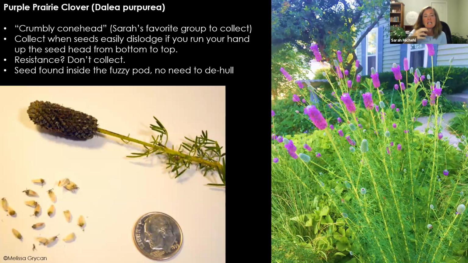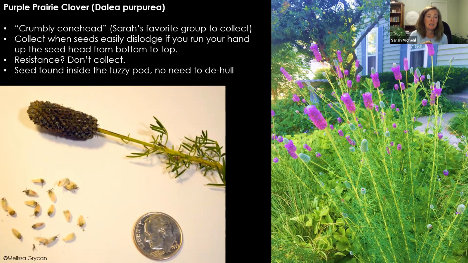Okay. And the seed itself, if you look in the bottom left there, is found inside each of those little tiny gray fuzzy parts. And you don't have to worry about removing those from the fuzz. It's not a big deal. I just collect those, put them in a paper bag, and then throw them out over the winter, where I want them to grow.